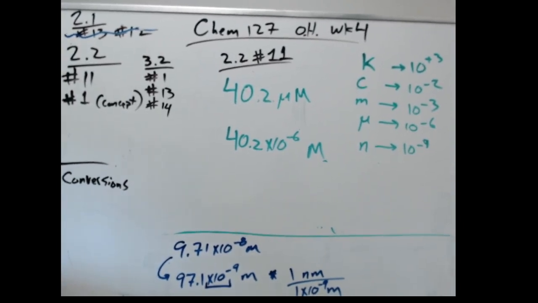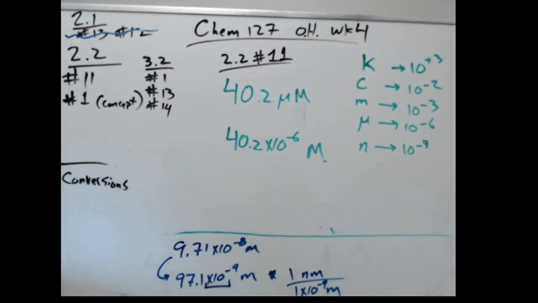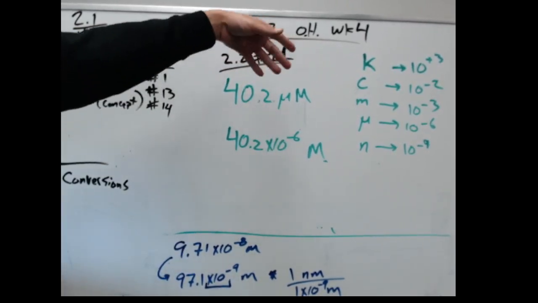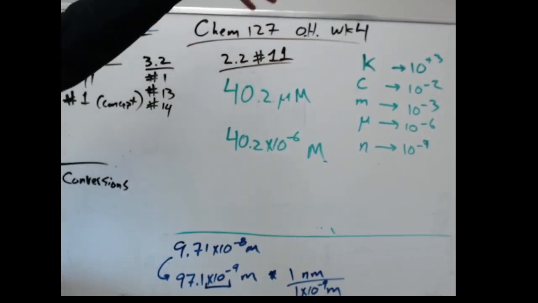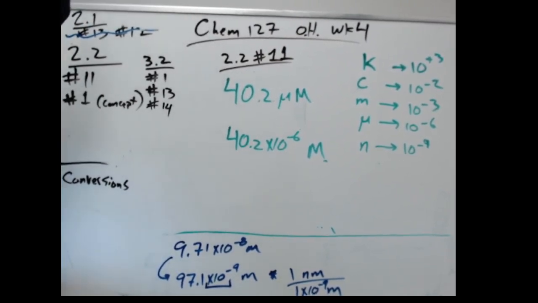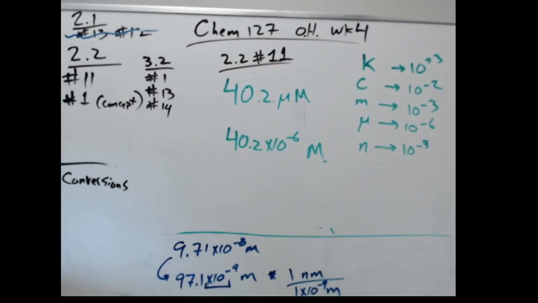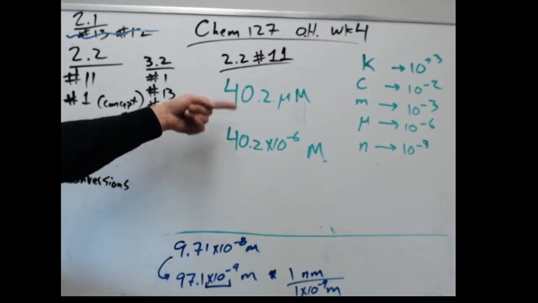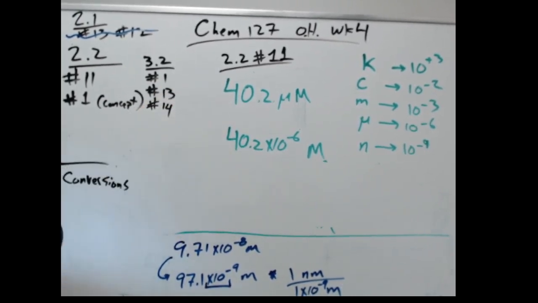Pico, we don't really use pico, but pico is negative 12, femto is negative 15, atto is negative 21, or 18. I might be off by an order of magnitude there. But there's more, right? We go from kilo to mega, giga, tera. It keeps going bigger and keeps going smaller. But these are the 5 that we use most often in this quarter.